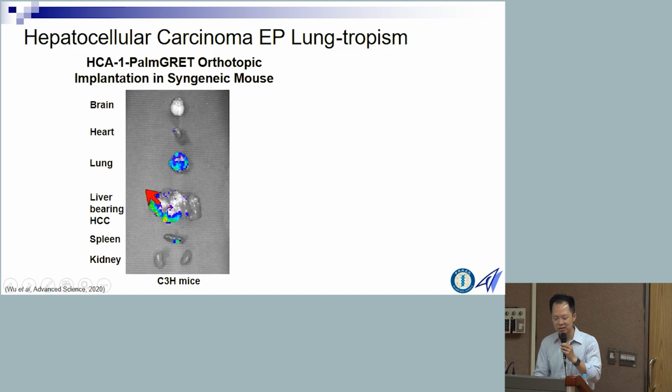So what we did right here is that we use HCA1 liver cancer expressing our reporter, and we orthotopically implanted it to the liver. So as you can see, these are the tumor sites. Interestingly, these cancers can actually migrate or metastasize to the lung over time. So we were wondering, could vesicles play a role? Would the vesicles released by these liver cancers go to the lung?